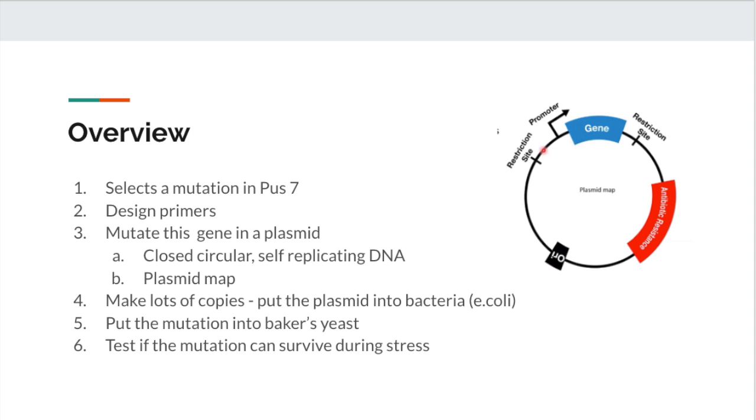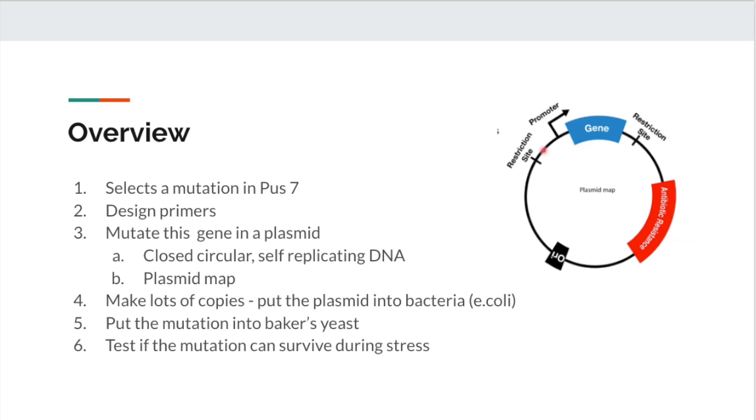This is an overview of the steps during my research. So first, we select a mutation in Pus7, and later on I will explain the methods of doing so. Then we designed a primer. Then next, I mutate the gene in a plasmid. And so in this photo, this is a plasmid map.